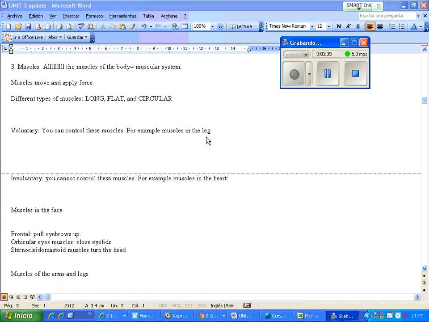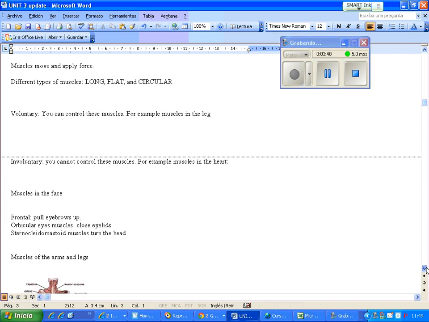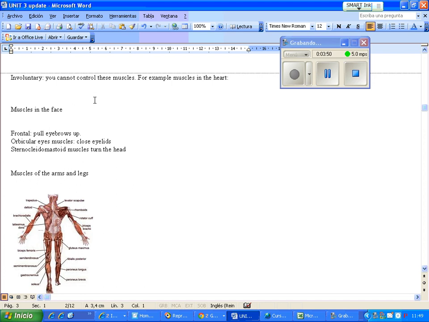For example, the muscles in the leg. Involuntary muscles. You cannot control these muscles. For example, muscles in the heart. Muscles of the face. The frontal muscles pull eyebrows up. The orbicular eye muscles close eyelids. And the sternocleidomastoid muscles turn the head.